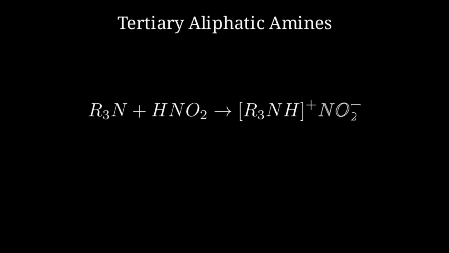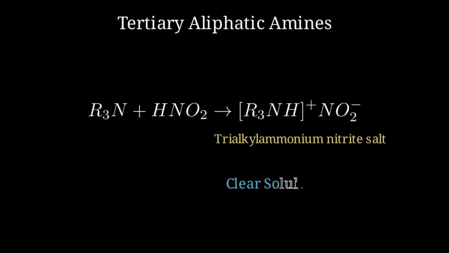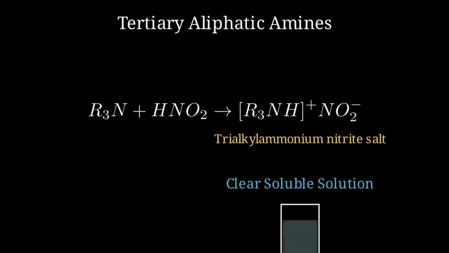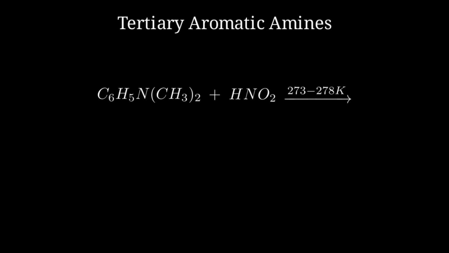Tertiary aliphatic amines simply dissolve in the cold acid to form soluble nitrite salts. No gas is evolved, and no oil is formed, resulting in a clear, colorless solution that remains stable in the cold environment. Tertiary aromatic amines undergo electrophilic substitution.